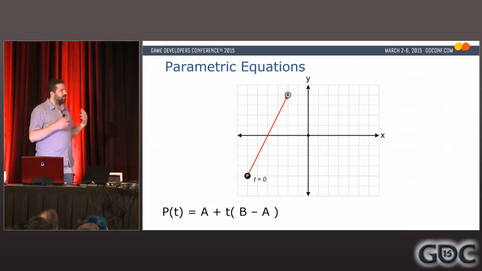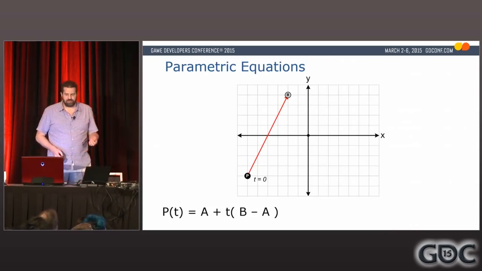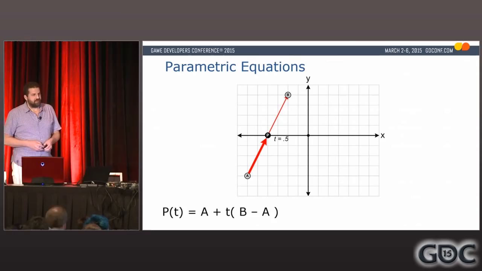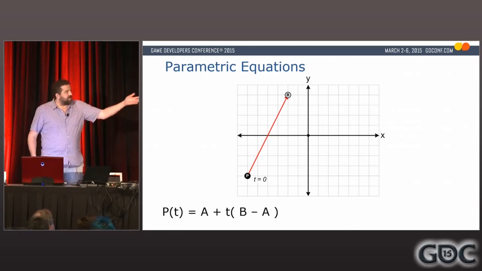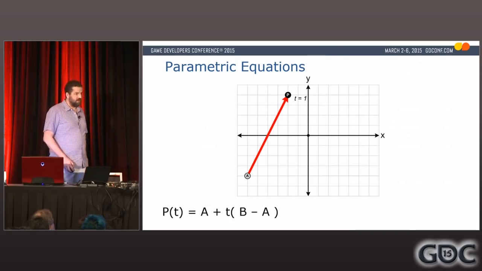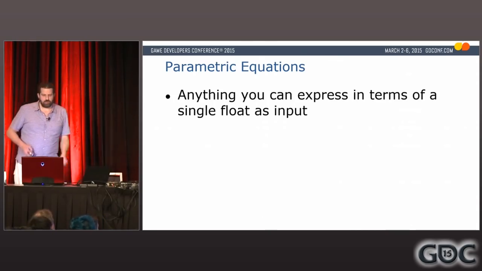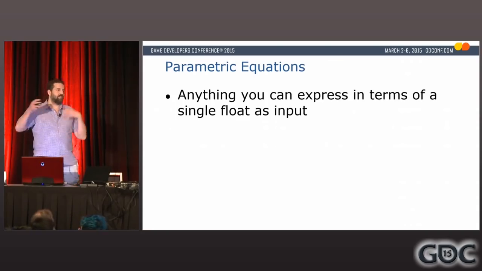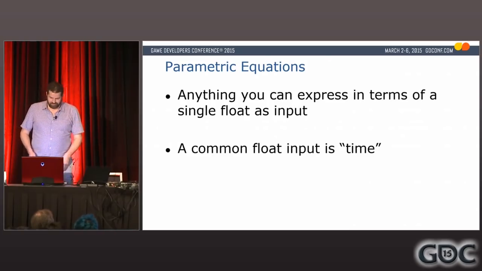But we don't have to have such fancy parametric things. Really, anything that we drive a float into conceptually and get some answer back out is of interest to us for this talk. So it could be something as simple as just a point moving from A to B, right? Where at A, t, the parametric variable, is 0, and then t reaches 1 at the other end. So really, anything you can express in terms of a single float as input, we can actually have multivariable parametric equations, but I'm just talking about simple parametrics.